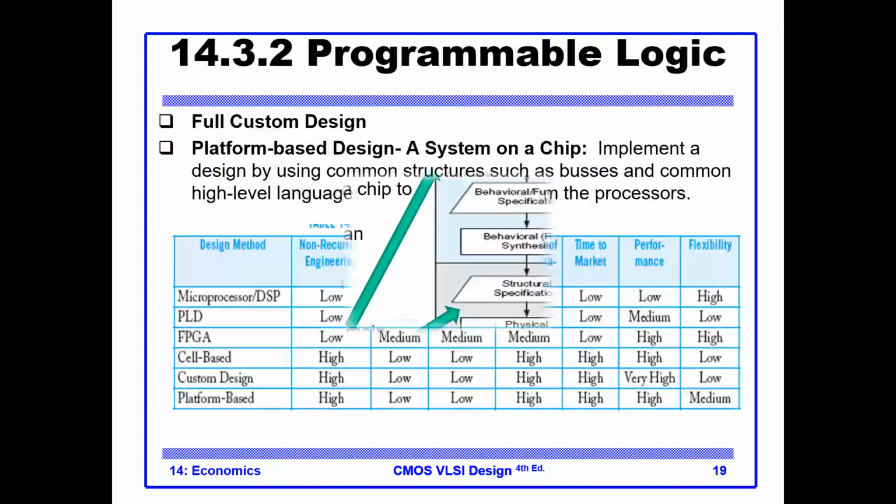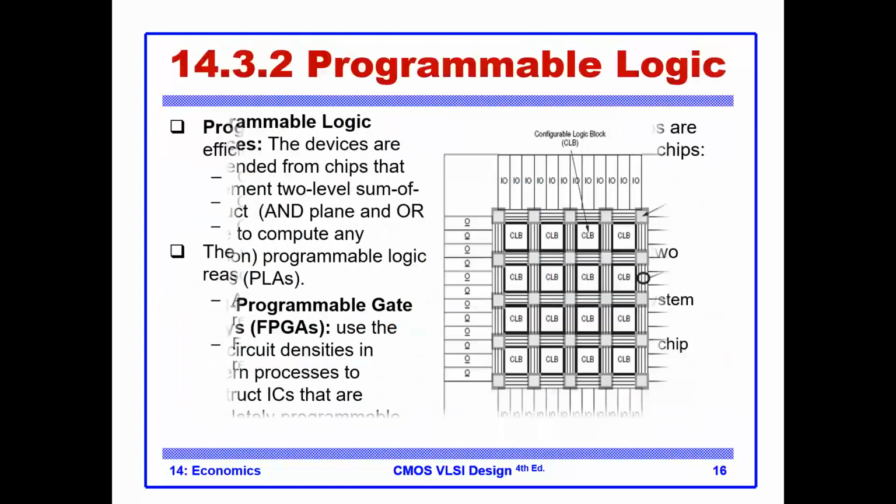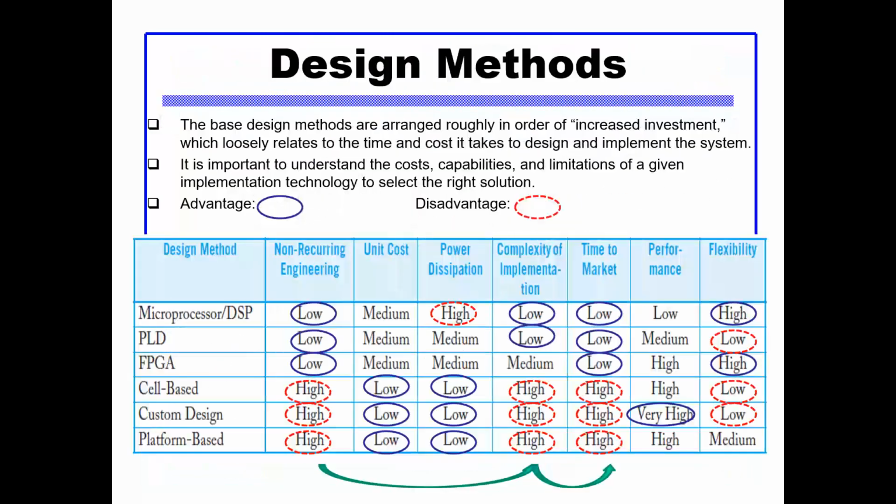Now, if we go and compare these solutions, they vary based on their cost. Non-recurring cost is really the cost to design the first copy.